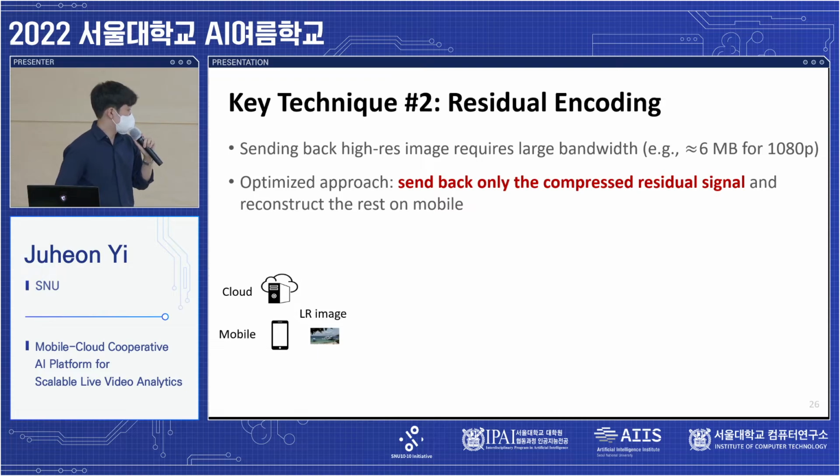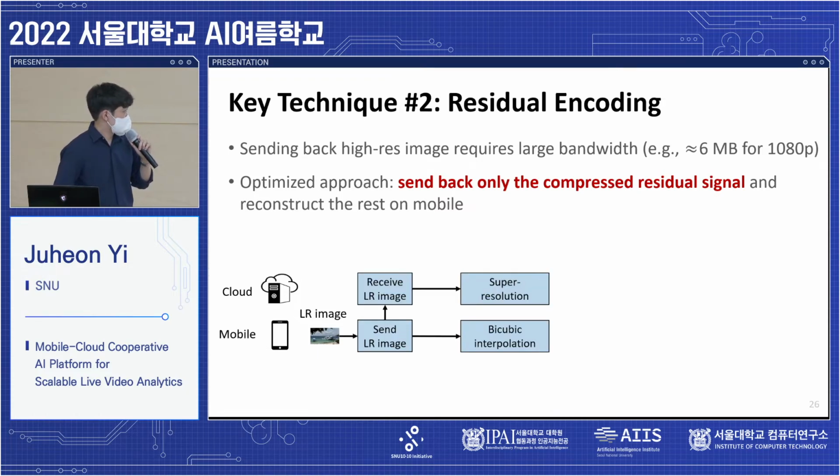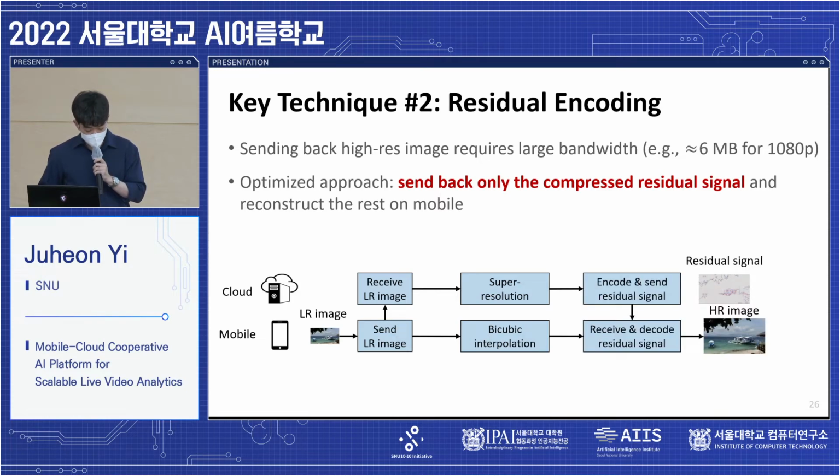So basically, given the mobile device's low-resolution image, it first sends it to the cloud device, and while the cloud device is running the deep neural network-based super resolution, the mobile device runs the interpolation in parallel. The cloud device encodes and sends the residual signal back, which is used by the mobile device to merge it with the bicubic interpolated image to reconstruct the high-resolution image.